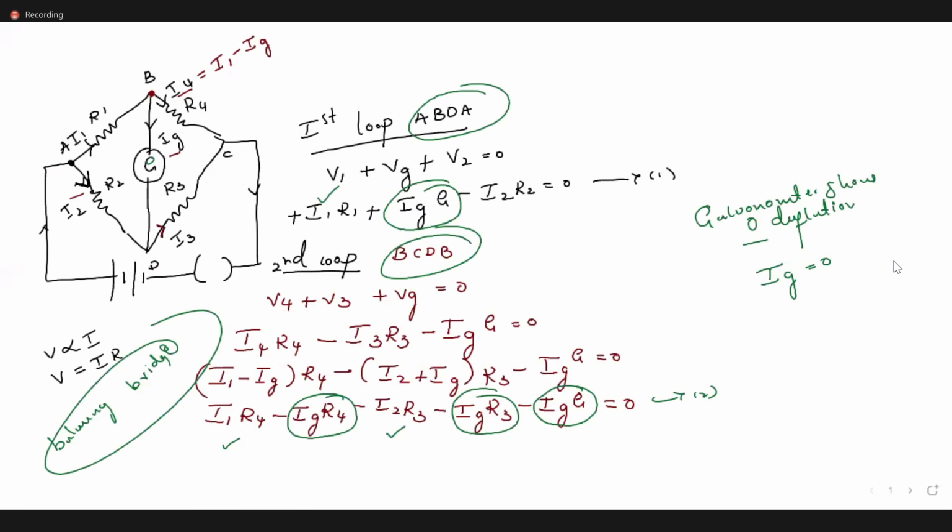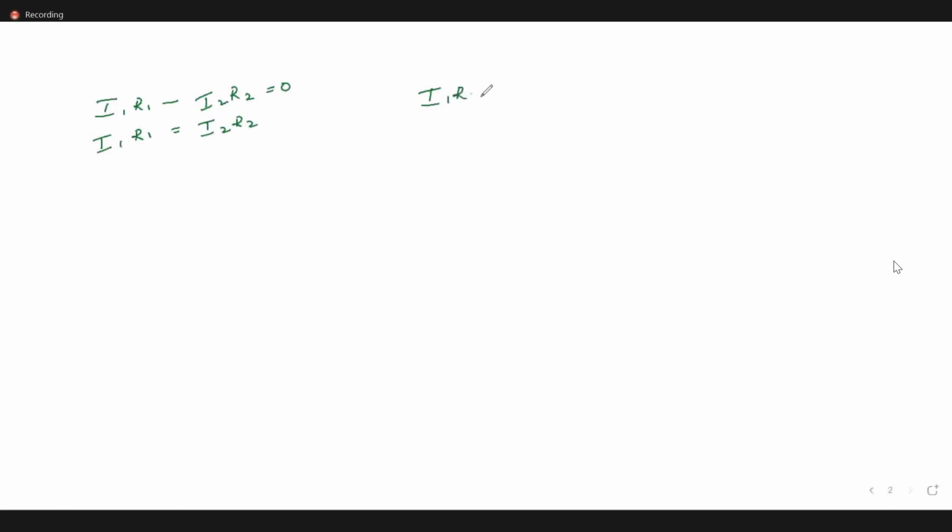So please come to the second equation. You are remaining with I1 R4 minus I2 into R3, right? I1 R4 minus I2 into R3 is equal to 0. So let me write it as I1 R4 is equal to I2 into R3. So let me denote this as equation number 3 and this is equation number 4, okay?